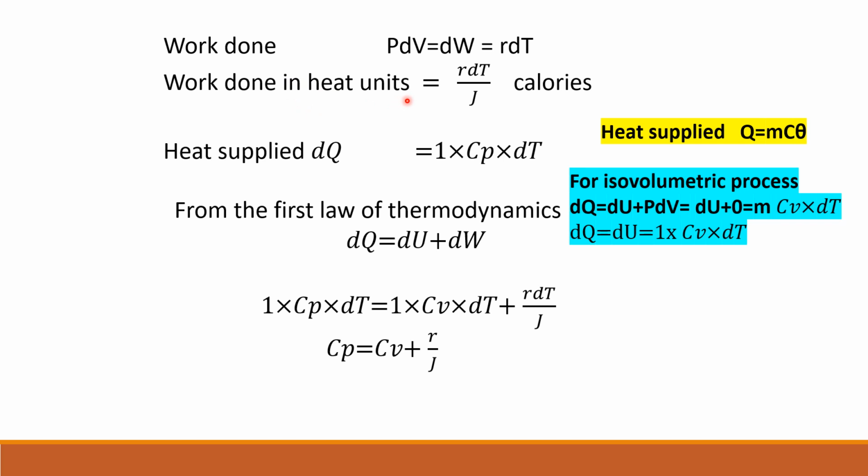Work done in heat units is given by R dT by J, in calories. Next, heat supplied dq equal to mass into specific heat into change in temperature. Here mass is taken as 1 kilogram. Specific heat is Cp, since in this process the pressure is maintained constant, so specific heat at constant pressure Cp, change in temperature is dT. According to the first law of thermodynamics, dq equal to du plus dw. dq is the heat supplied, du is the change in internal energy, dw is the work done.